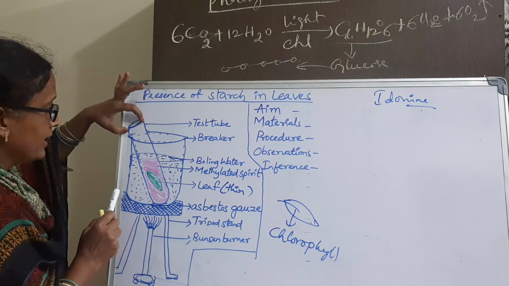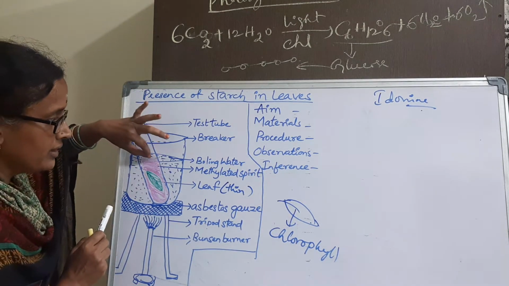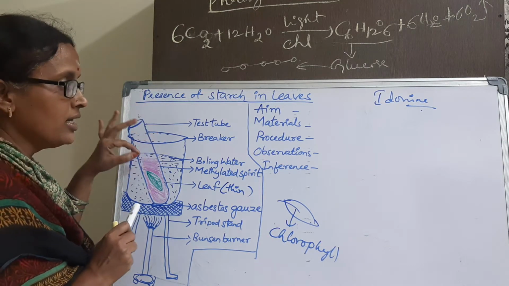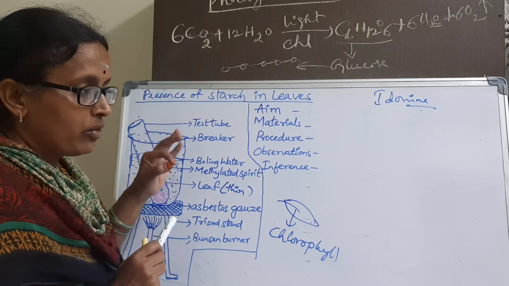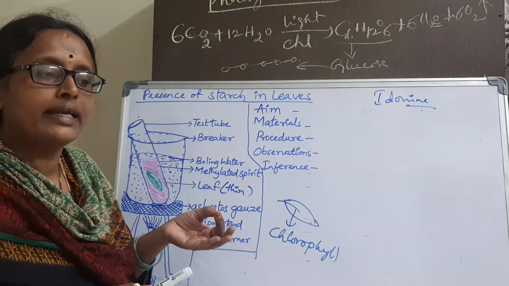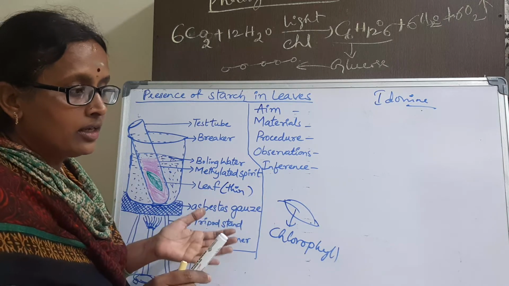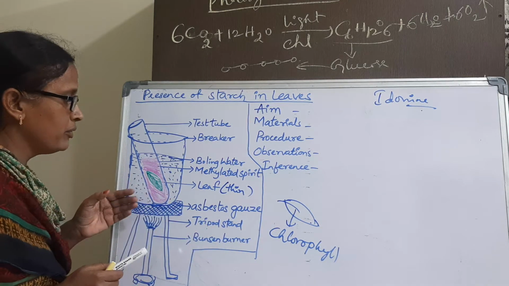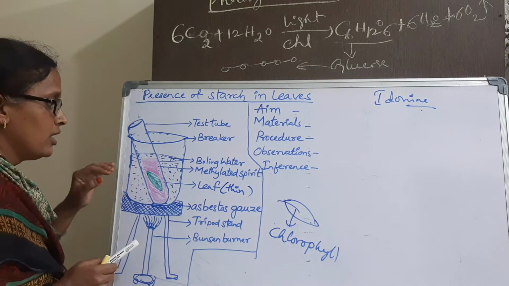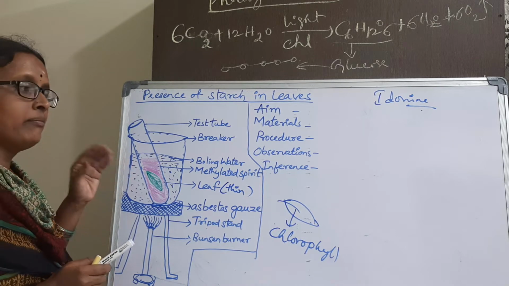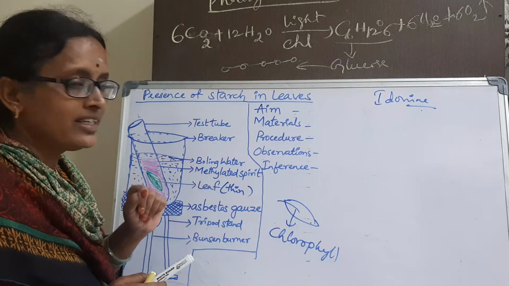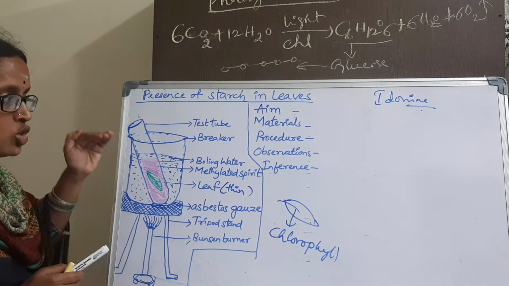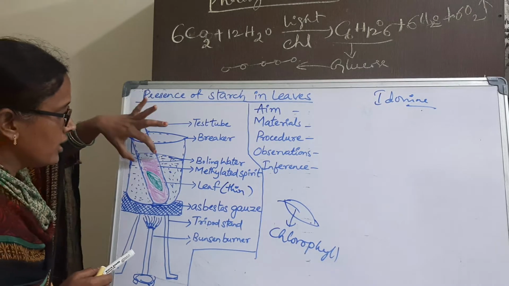And we are taking a test tube. In the test tube we are taking the methylated spirit, and in that we are adding the thin leaves, which should be washed thoroughly, cleaned and dried with the help of tissue paper, and then placed in the methylated spirit. Why are we not heating it directly? Because methylated spirit is volatile in nature and it may cause burning. So to avoid that, we are using the test tube.